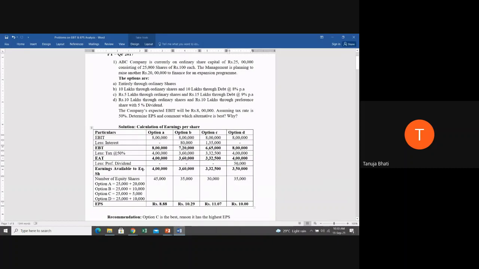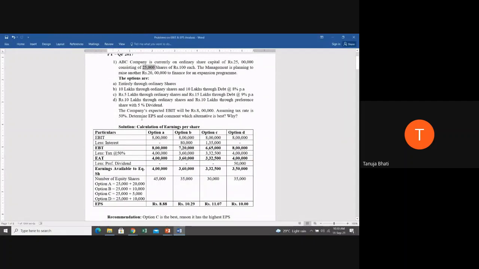But preference dividend will come into picture in option D because they are raising 10 lakhs through preference shares. Now what is the dividend? 5%. 5% dividend on 10 lakhs, which is 50,000. So earnings available to equity shareholders is 3 lakh 50,000. Now, what is the number of equity shares?